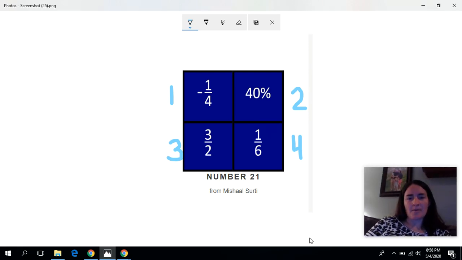For today's number talk, we're going to do a which one doesn't belong. So I'm going to ask you to look at these four boxes, these four numbers, and decide which one of these numbers does not belong with the other three. So what characteristic do three of the numbers have that the fourth one does not share?